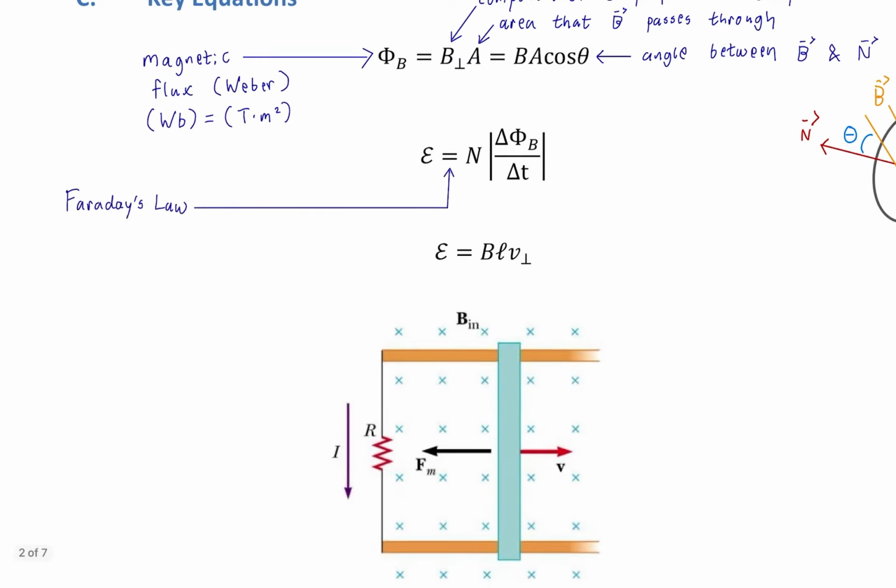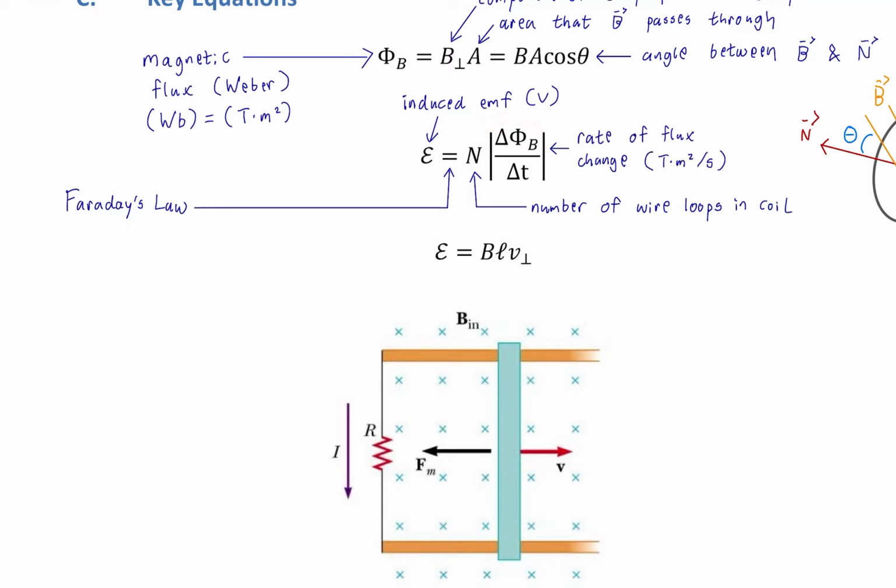Let's move on to Faraday's law. This is what it looks like in equation form. And what does it tell us? Well, it tells us that the induced EMF, measured in volts, is equal to this difference multiplied by the number of wire loops in a coil. Because sometimes you might have more than one loop, and in that case, the strength just goes up linearly, so we can have N here for the number of loops. But the real interesting part is this part inside the absolute value. What this represents is the rate of flux change.